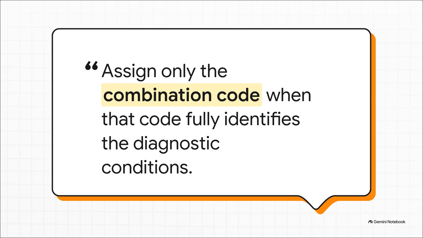Now, flip that around. Sometimes, Chapter 6 hands you a combination code on a silver platter, like G00.1 for pneumococcal meningitis, that wraps the etiology and manifestation into a single, highly specific alphanumeric package. The official guidelines strictly mandate this. Assign only the combination code when that code fully identifies the diagnostic conditions involved. When a combo code is provided that clearly covers all the bases, you do not use multiple codes to say the same thing. The system has already done the heavy lifting for you, so take the win.